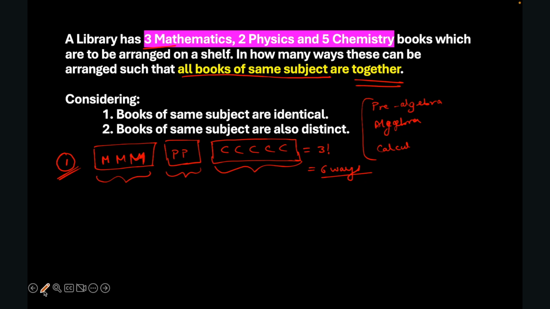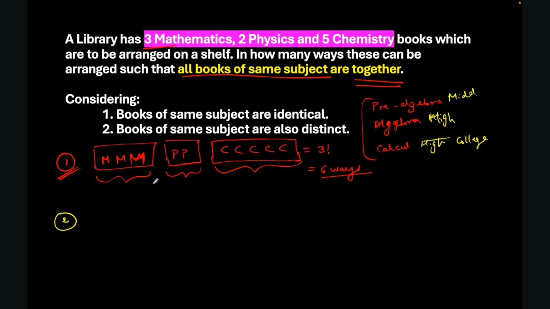Now, for the second consideration, the second consideration asks us where they're all distinct. You can say, hey, pre-algebra has its own importance, algebra has its own importance, calculus has its own importance. Let's say these are for middle school kids, and maybe these are for high school students, and these are for college students. So let's say that the middle school book should always be on the left side, high school in the middle, and calculus on the right side, in a chronological manner. Let's say the librarian wants it done that way.